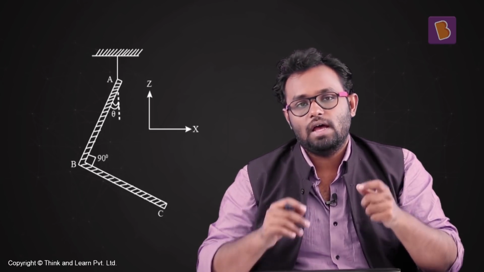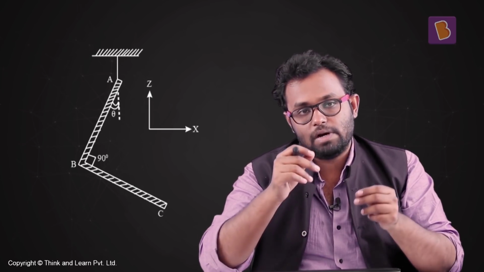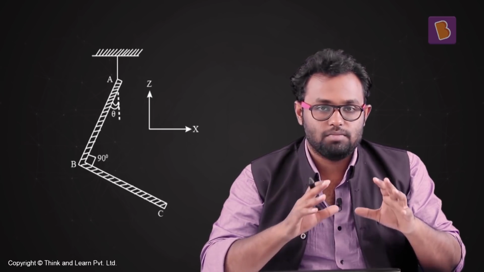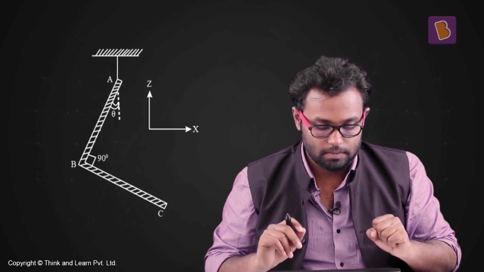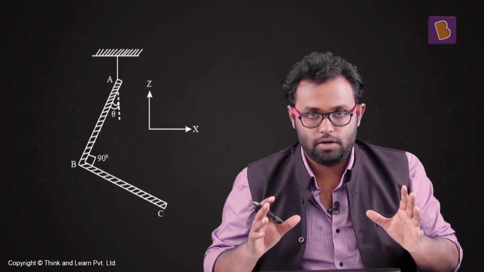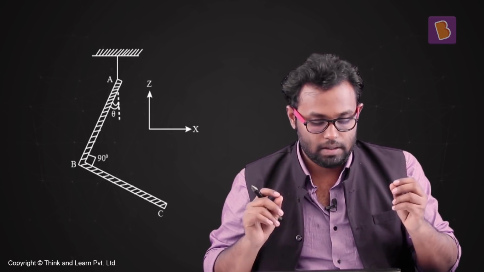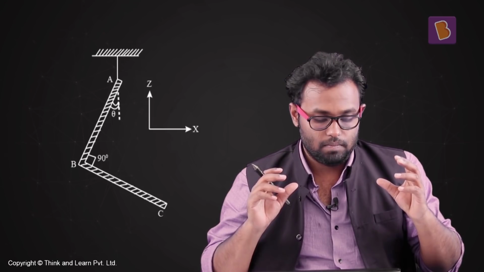It tilts because the force of gravity is applying a torque on it, and it will keep tilting until that torque becomes zero somehow. And unless that torque becomes zero, you won't have stability. We wouldn't have equilibrium, rotational equilibrium. Here this is a rotational equilibrium, and we have to find what is that angle.